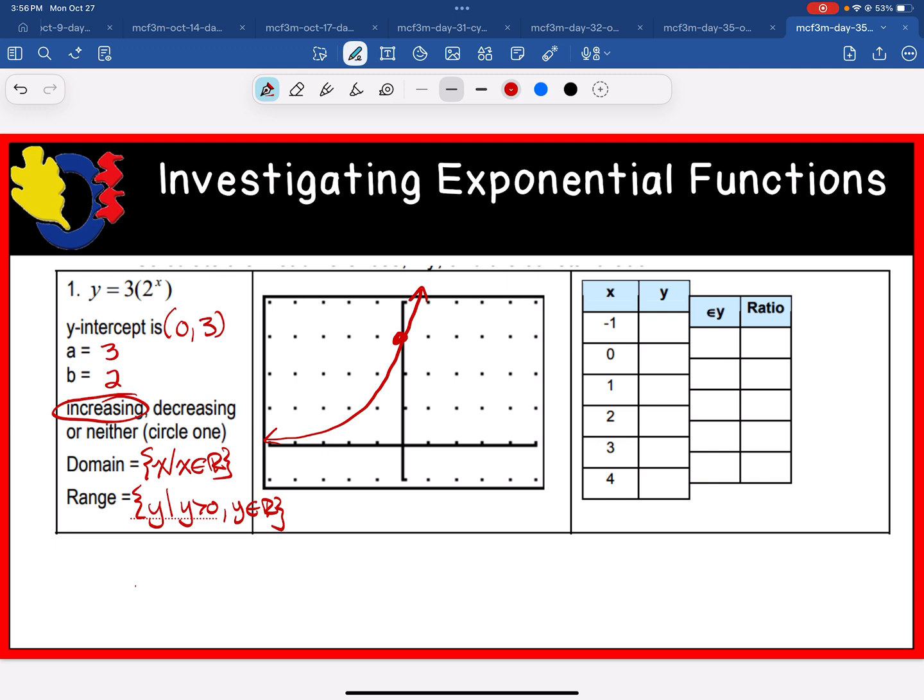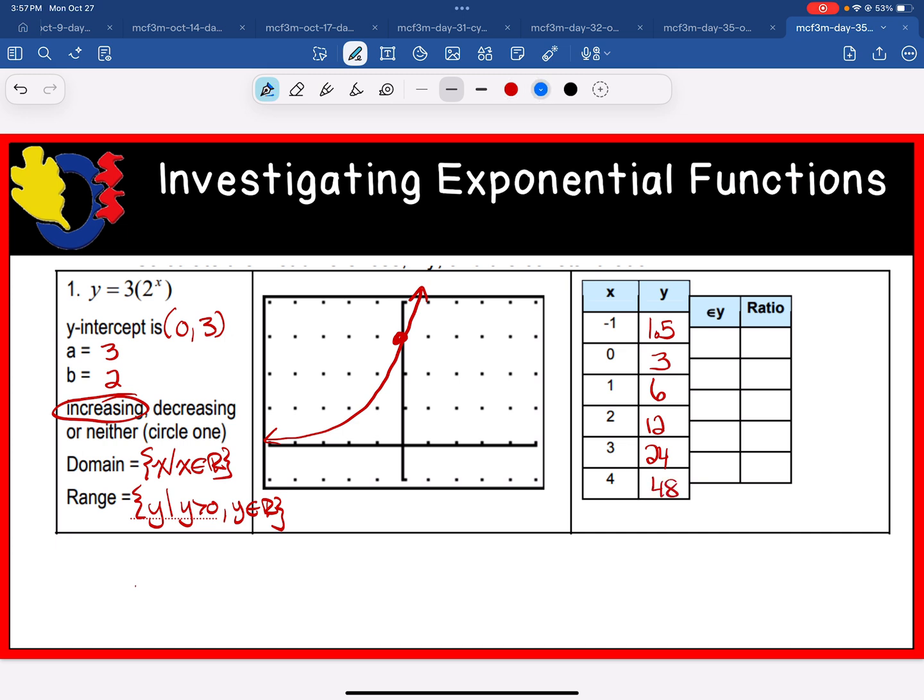So we could fill in this table to figure out our values, our output of y. 2 to the exponent -1, and then times that by 3, you get 1.5. 2 to the exponent 0 is 1, times 3 is 3. 2 to the exponent 1 is 2, times 3, so that's 6. If we plug in the 2 for the x, we get an output of 12, 24, and then 48.